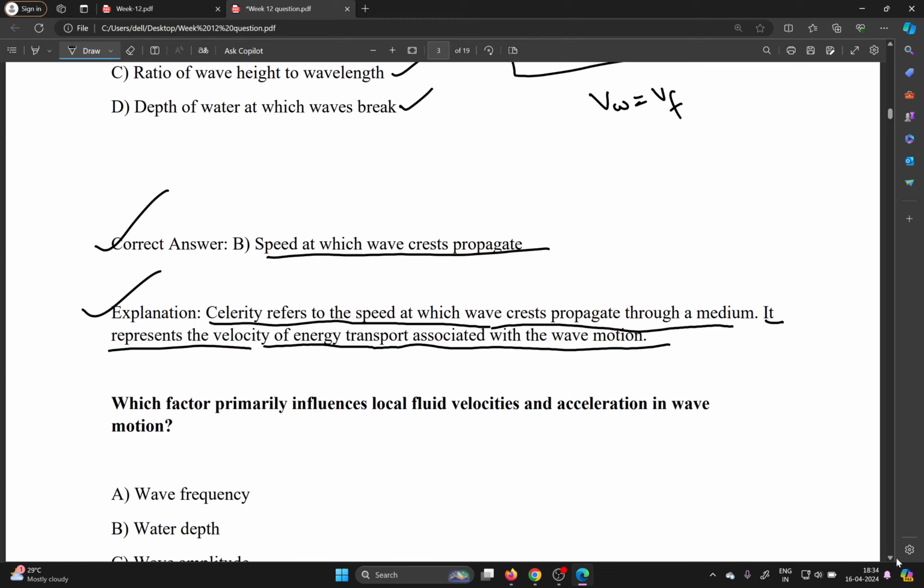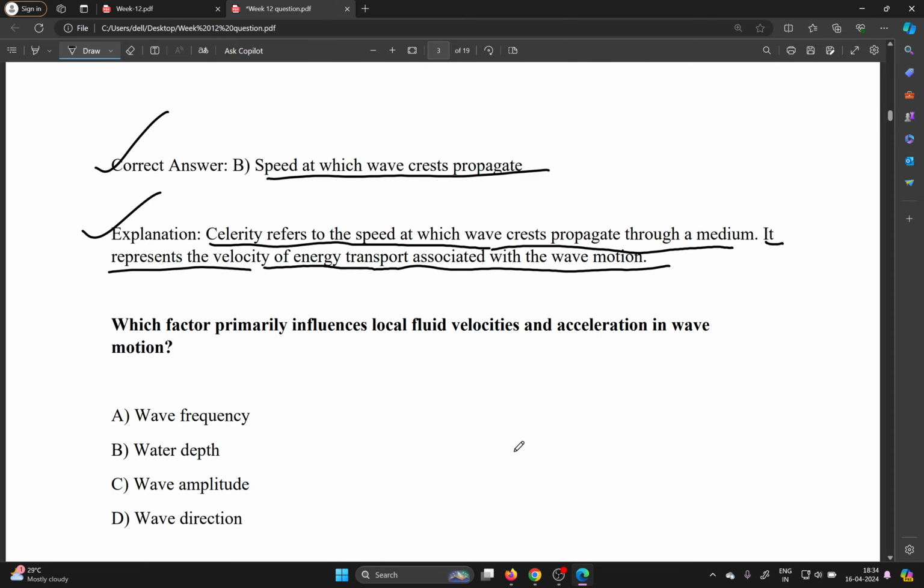Now moving ahead to the next question. The next question is: which factor primarily influences local fluid velocities and acceleration in wave motion? Why is this basic understanding required? Because we need the boundary conditions and all. When we apply the boundary conditions, we need to understand all these things.